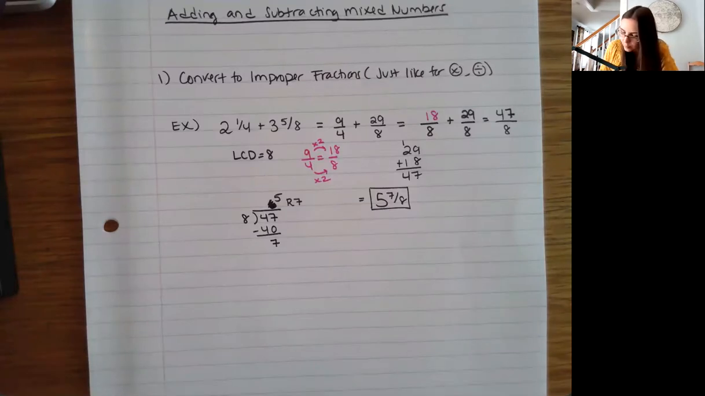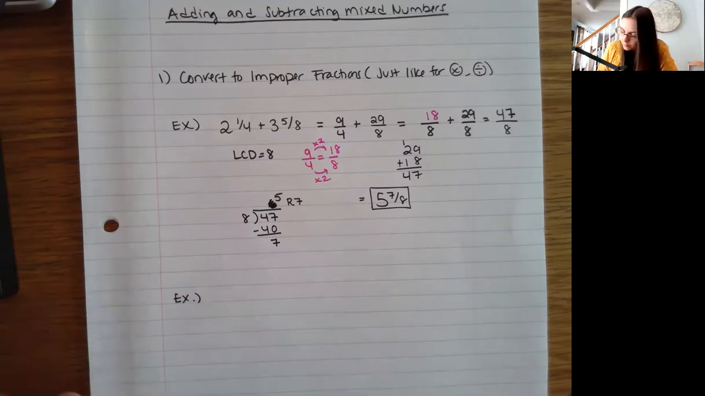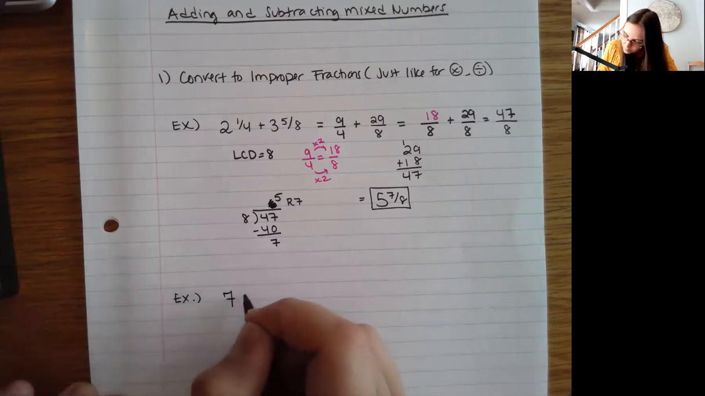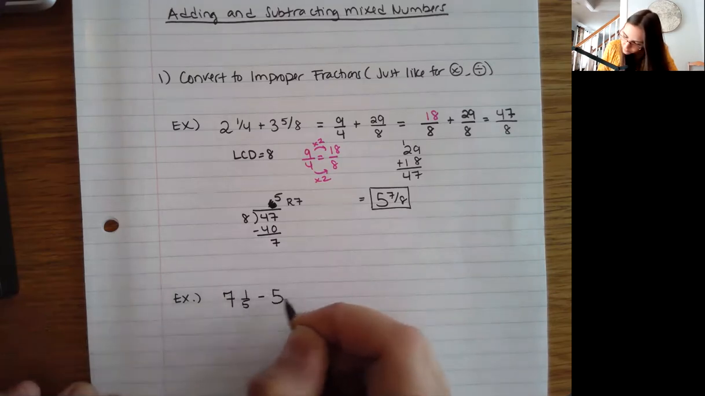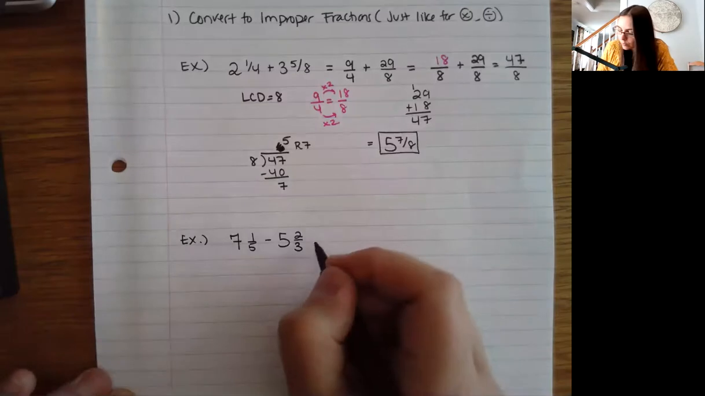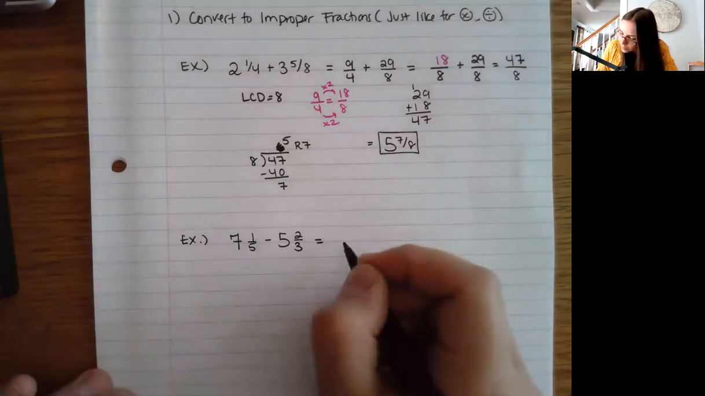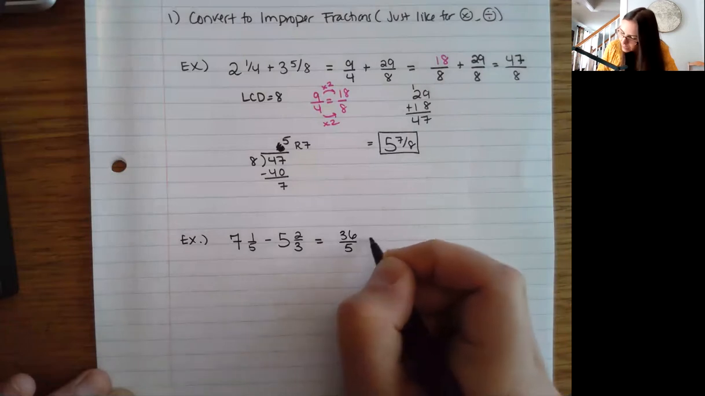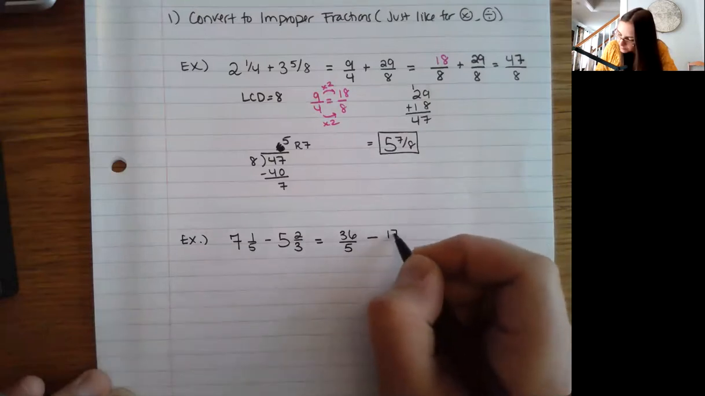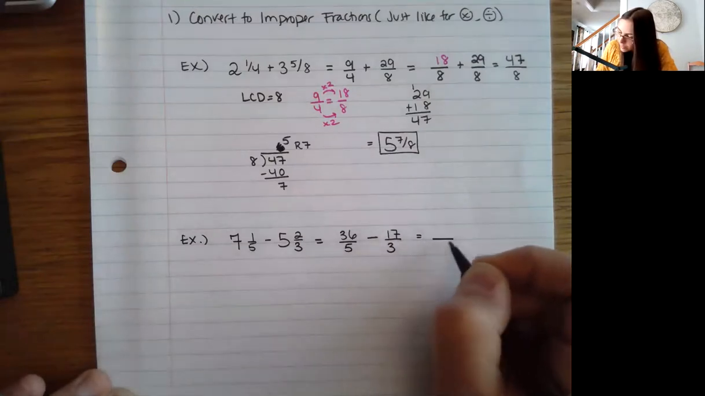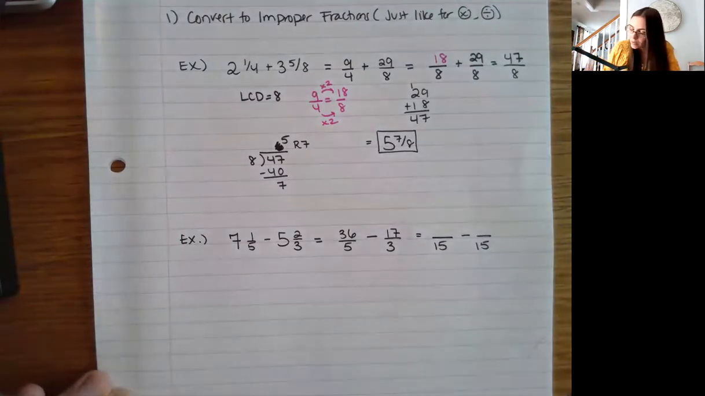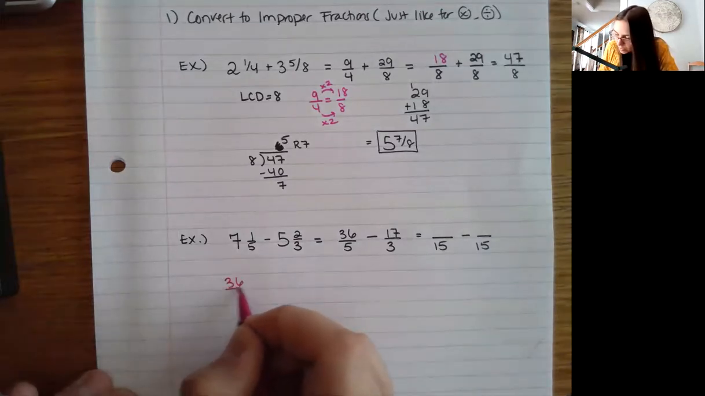So let's maybe do one example here. 7 1/5 minus 5 2/3. So I can convert these over first. 5 times 7 is 35, plus 1 is 36. And then here, 5 times 3 is 15, plus 2 is 17. Now, if you think about your LCD here, you are going to notice that it is going to be 15. So again, you can try that out at home, but I do need to change both of these fractions over.